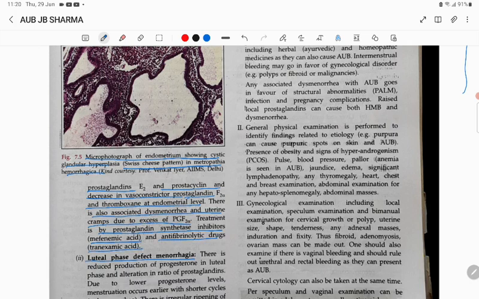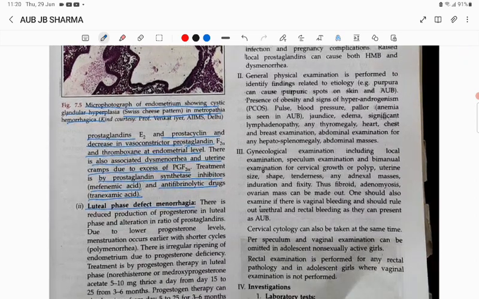Because here the main thing is the increase in vasodilator prostaglandins, we have to inhibit them with mefenamic acid. Mefenamic acid is a non-steroidal anti-inflammatory drug. It acts as a COX inhibitor, so that the prostaglandins will not form and the vasodilators will not form. Antifibrinolytic drugs can also be used. There will be decreased free vasodilators, prostaglandin E2 and prostacyclin, so bleeding decreases.